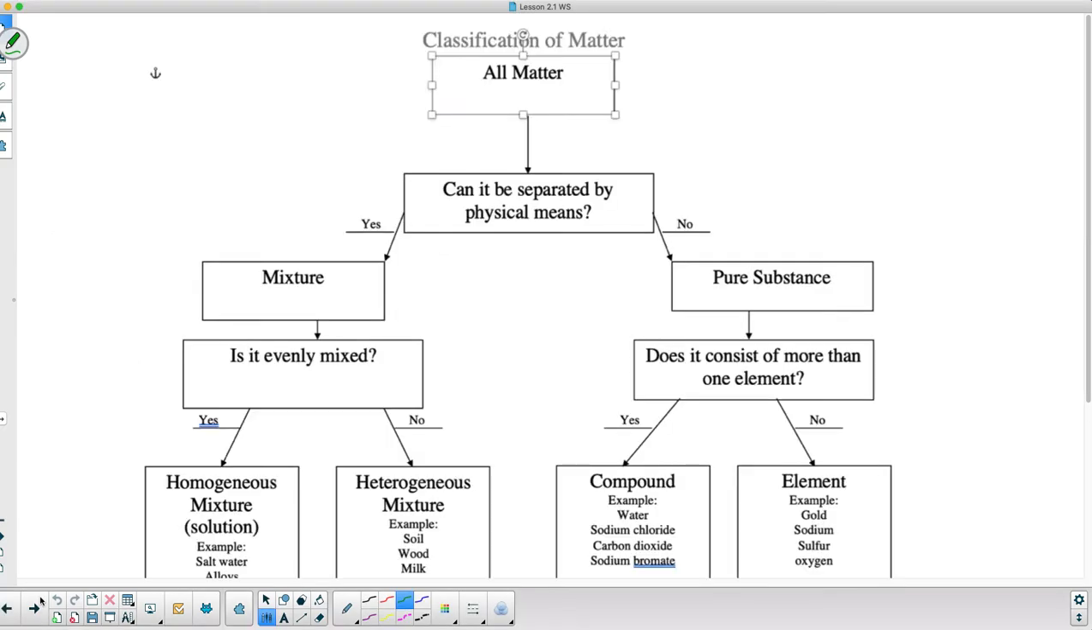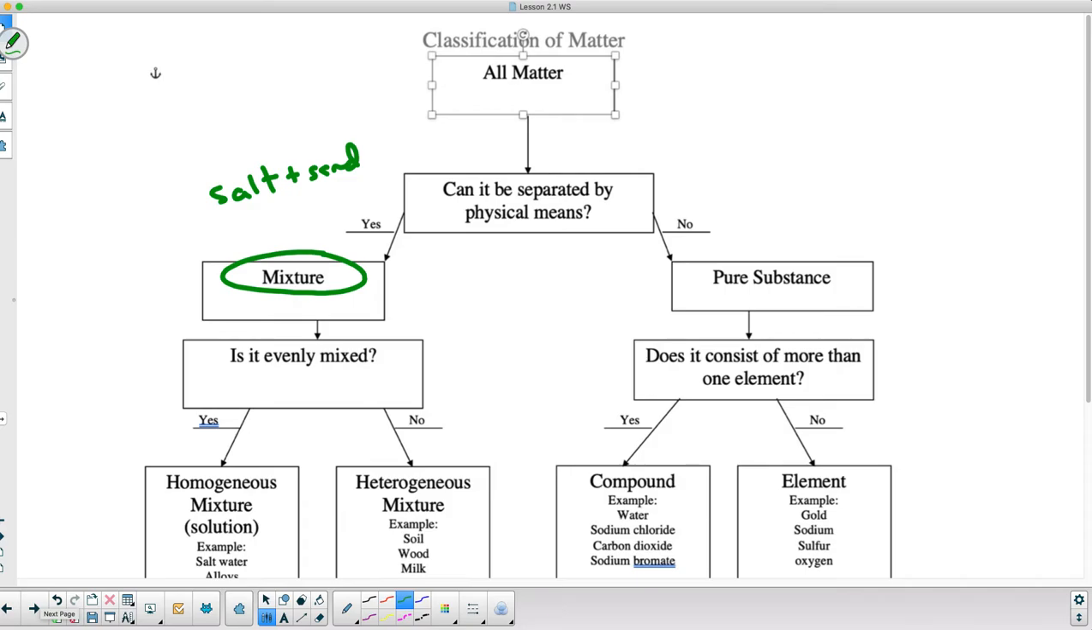So the first thing I need to do is to take a look and see, no matter what the matter is, can it be separated by physical means? If it's a yes, then what we have is a mixture. If it can be separated, like salt plus sand in a big jar, if I can literally take each one and separate it into a salt crystal and sand, then it is, of course, a physical mixing of things, and that's a mixture.